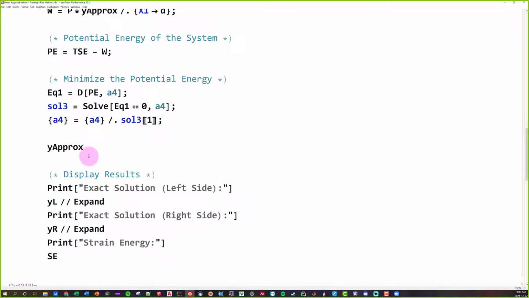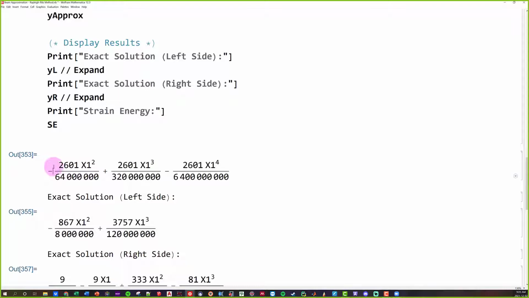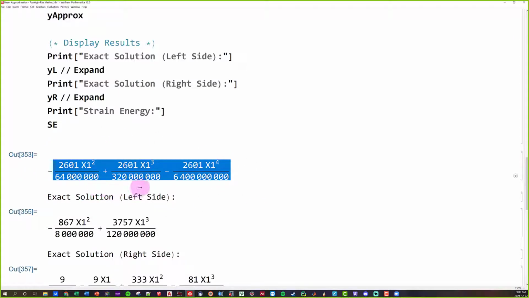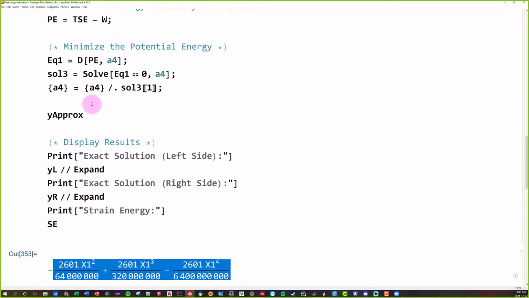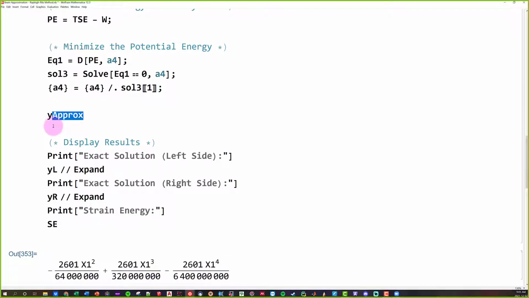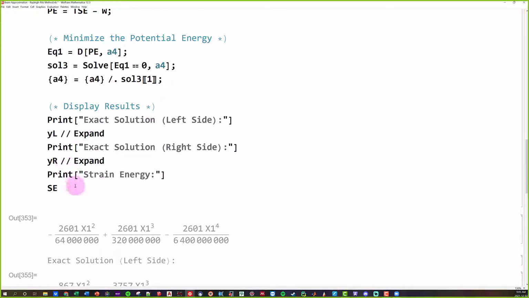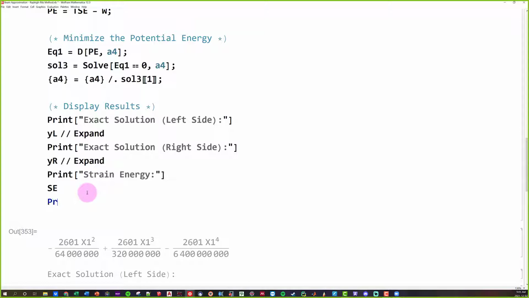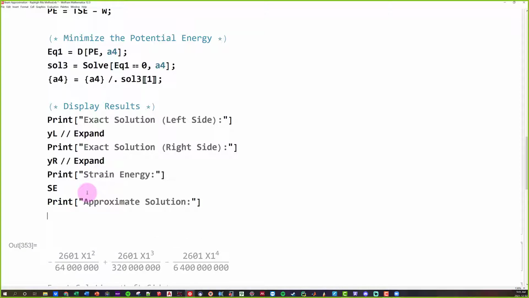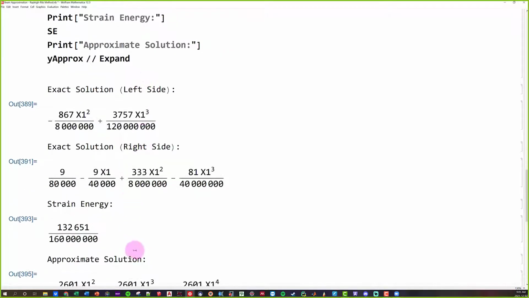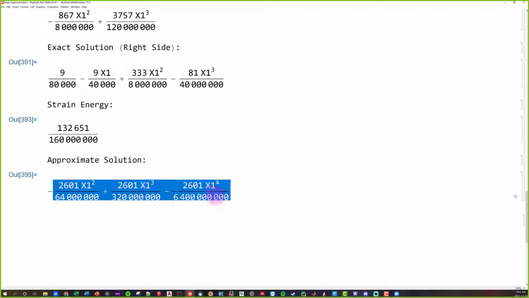Well, let's just run our code and see what happens. As we can see, we now have our equation, and it's actually good to go. So what I'm going to do is put it in my display the results section. So print approximate solution. I'm going to go y_approx, and I'm just going to put expand for good measure. And as we can see, we now have our approximate solution.